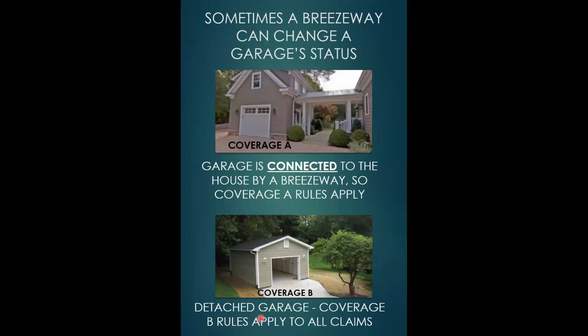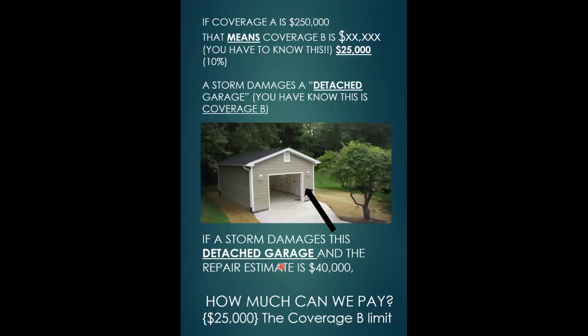So coverage A is the dwelling, and coverage B is other structures, with the most common being garages and fences. But I want to make sure we come away understanding that a garage can be coverage A or a garage can be coverage B. So don't think that a garage is just always one or the other, because a garage can be coverage A if it's connected to the house or attached to the house, and it can be coverage B if it's a separate structure out there all by itself. And if it's coverage A, then all the coverage A rules and limits apply. But if it's a coverage B garage, then all of the coverage B rules and limits apply, naturally.